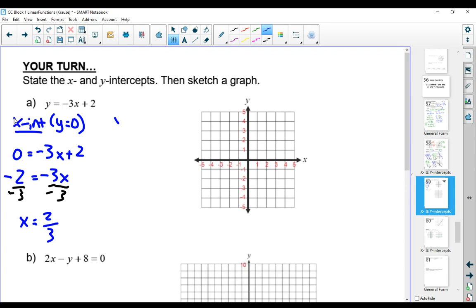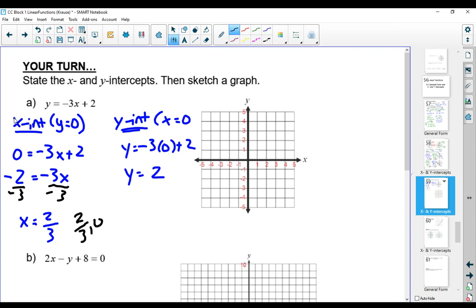For the y-intercept, x equals 0. And so we have y equals negative 3 times 0 plus 2. So y equals positive 2. So my coordinates are (2/3, 0) and (0, 2).